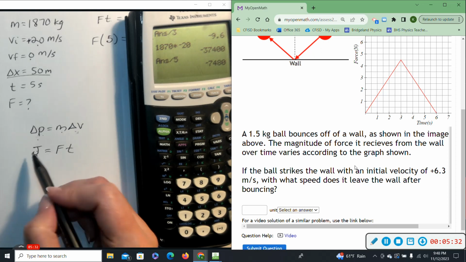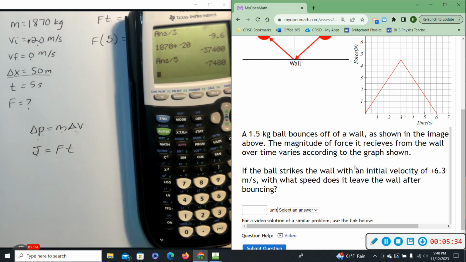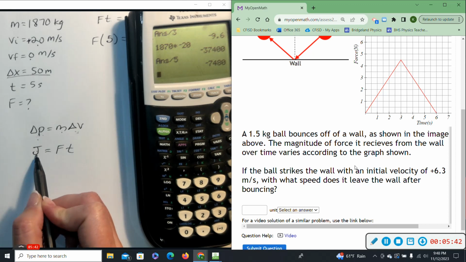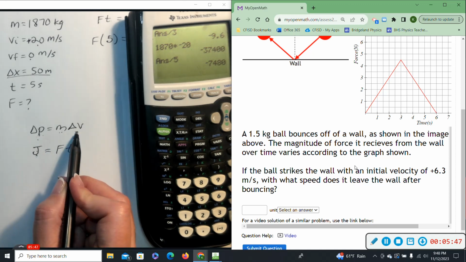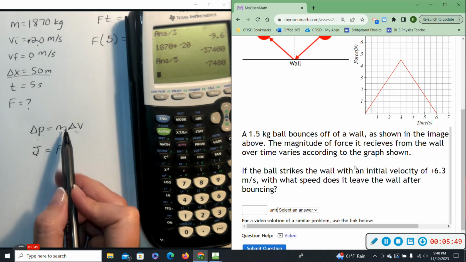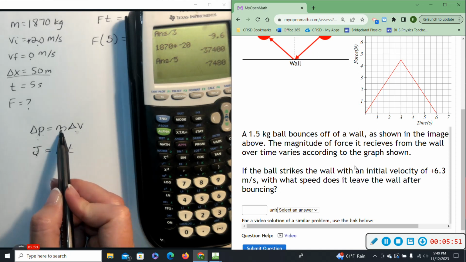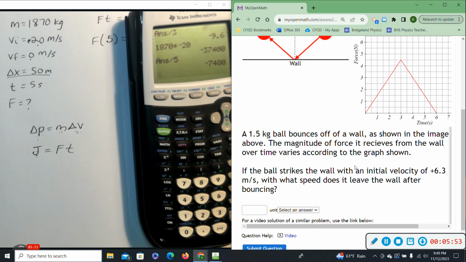You can calculate impulse from a force-time graph, which is what we have here, by finding the area. So if I find the area of the triangle, that will give me my impulse. My impulse is also equal to mass times change in velocity, so I'll be able to set that area equal to the mass 1.5 times delta V and solve for delta V. So let's find the area first.